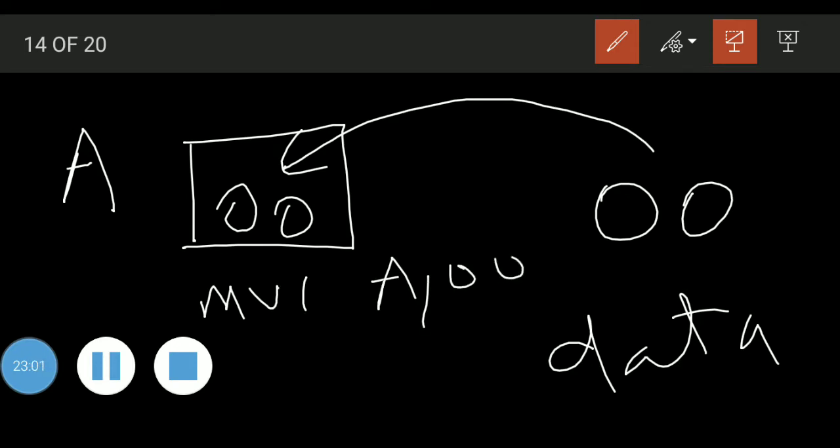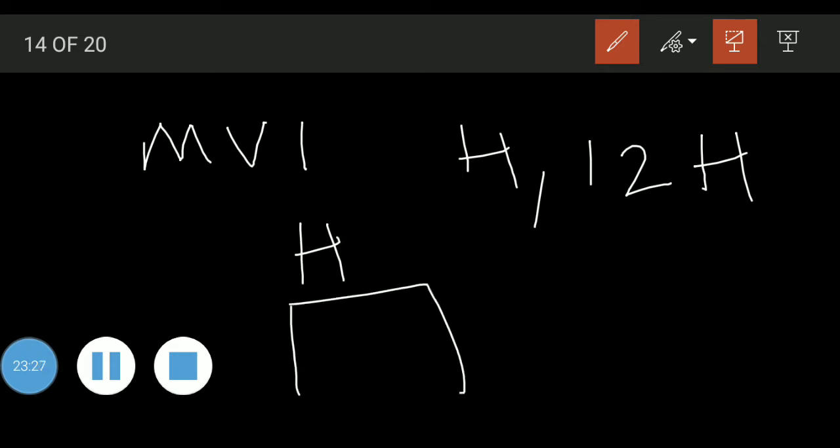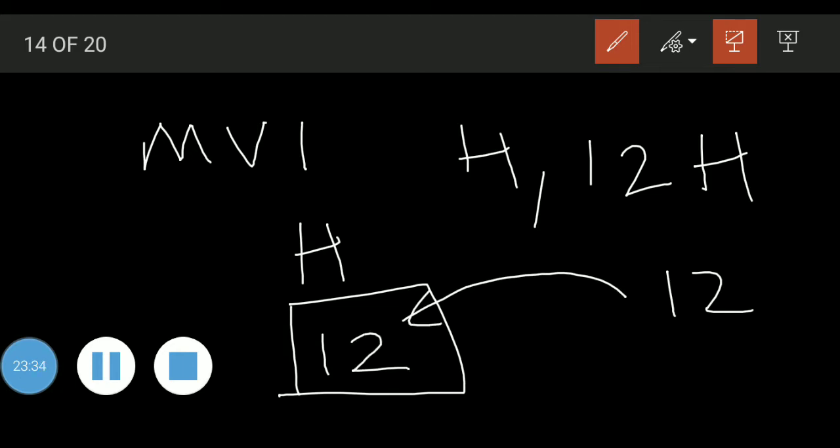If I change one example, I am changing the example again. Now here, if I write MVI H, 1, 2, H. Now what is the meaning of this instruction? According to this instruction, in register H, data 12 will be copied. It will be given into register H. This is immediate addressing mode.